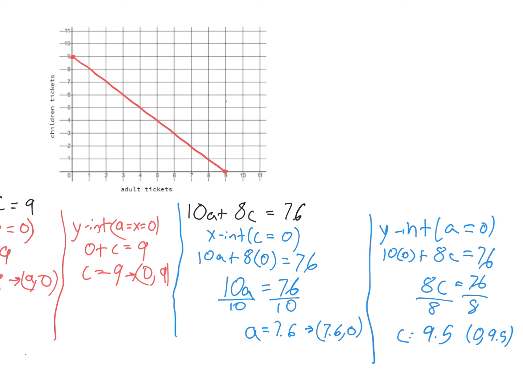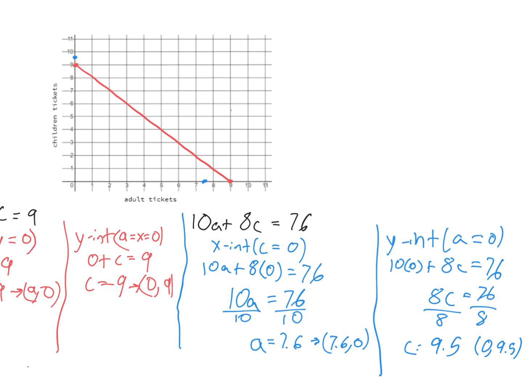Okay. So now I'm going to go ahead and graph these two. So I'm going to go to 0, 9.5, and then I'm going to go to 7.6, 0, which is a little bit more than halfway. And so there are my 2 points. Okay, so I'm going to go ahead and make the line between these 2 points. Whoops. Sorry, wrong color.